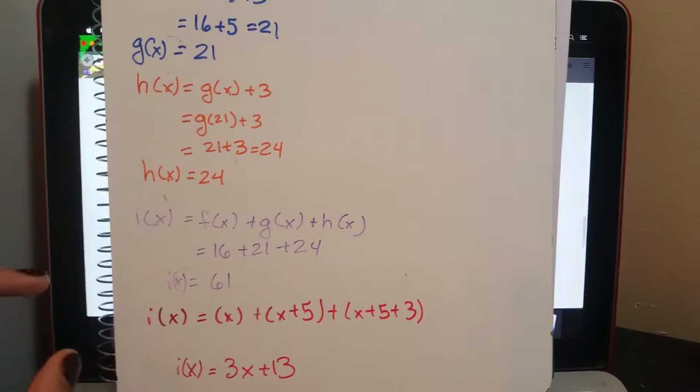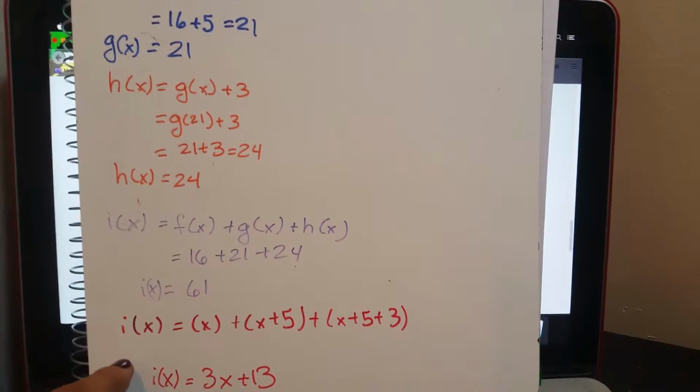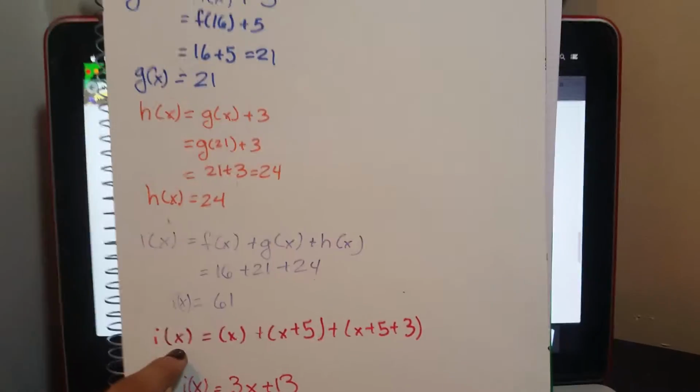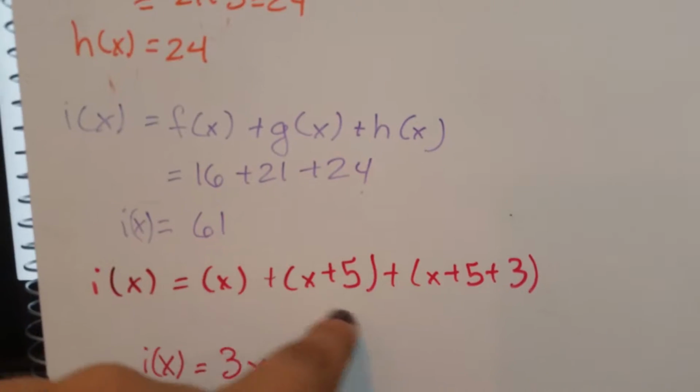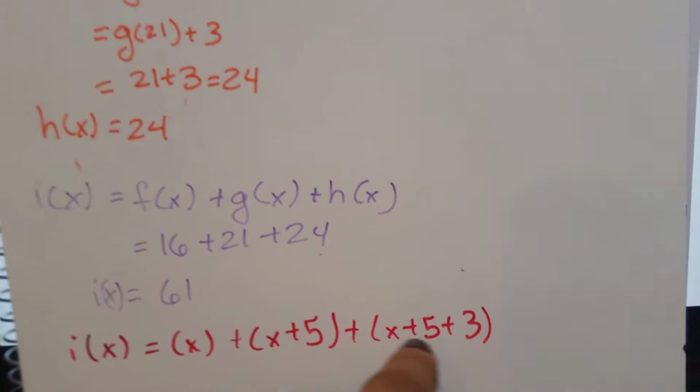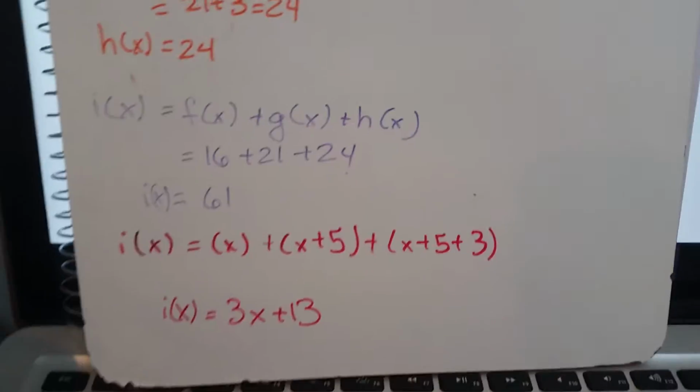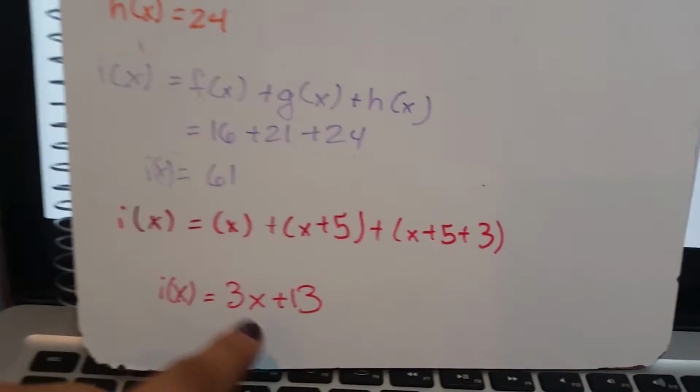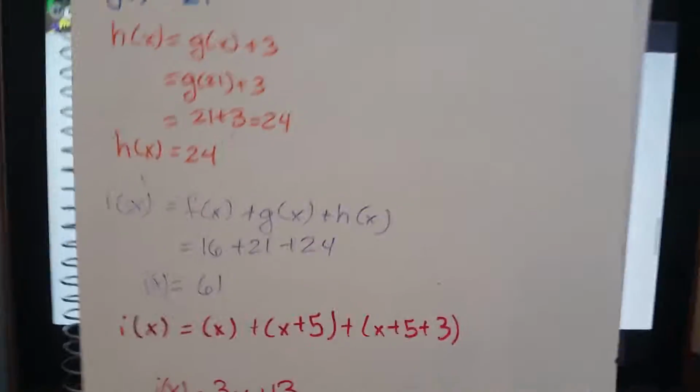Now let's say we wanted to figure out i of x equals x plus 5, x plus x plus 5, plus 3. We're combining common factors. I of x equals 3x plus 13.